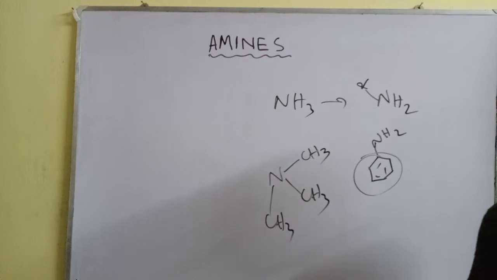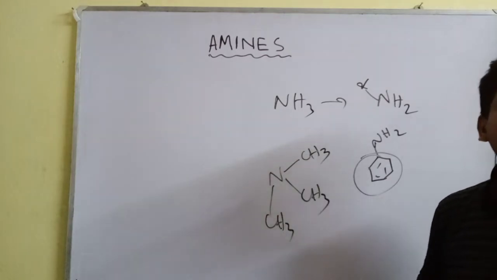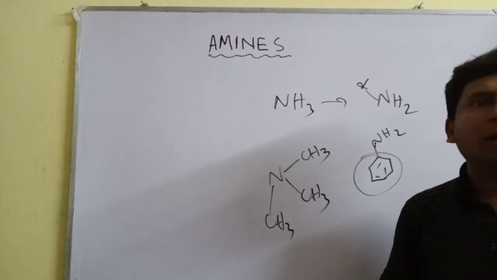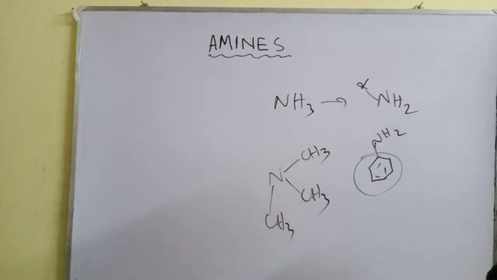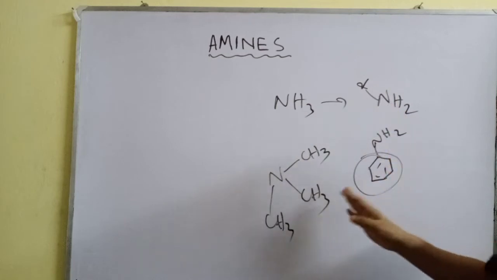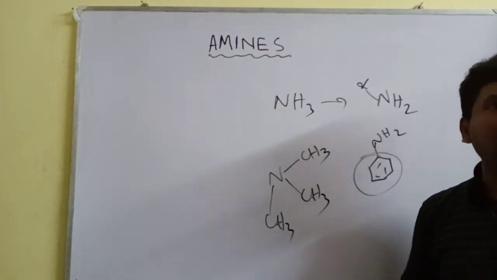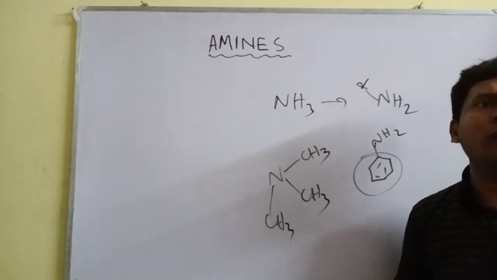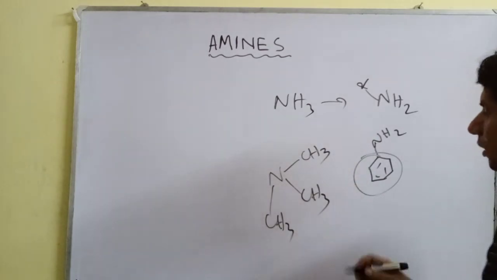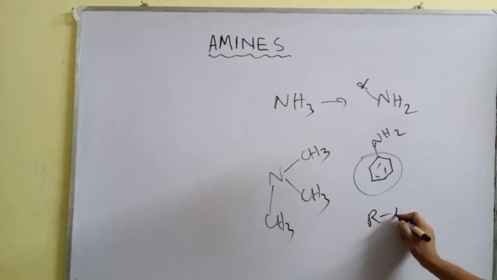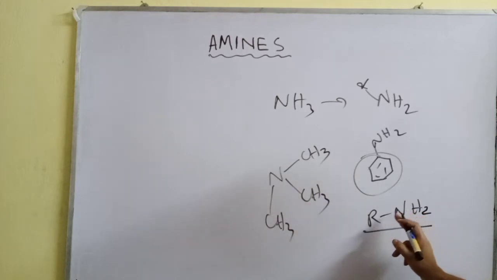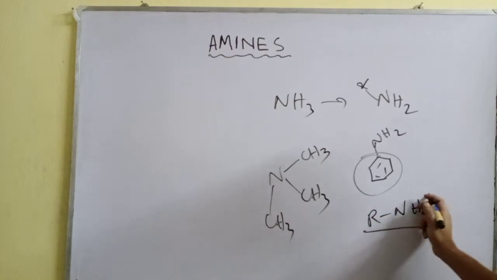The classification of amines is primary, secondary, and tertiary, or 3 degree amine. This is a primary amine, this is a 3 degree amine. Now, what is the nomenclature? In the common system, an aliphatic amine is named with the prefix of the alkyl group, that means alkyl amine. If we say RNH2, it is a primary amine. Primary means the nitrogen has one carbon-containing group directly attached.